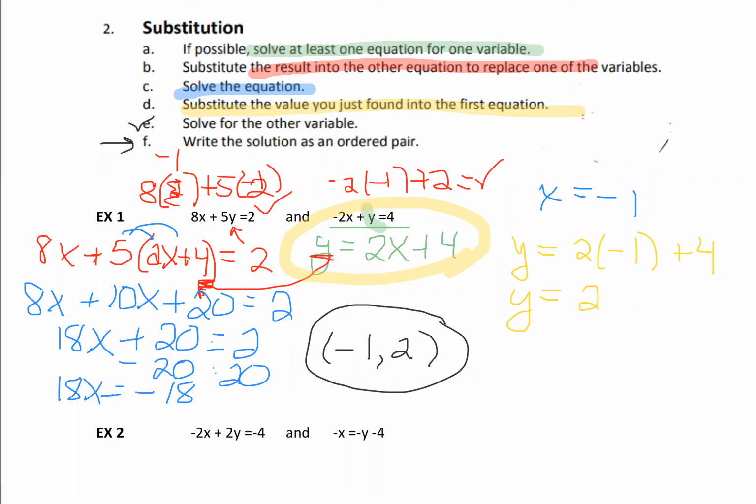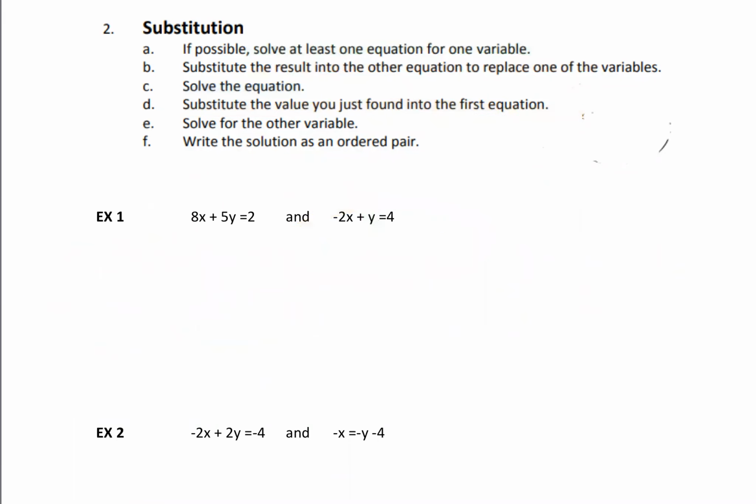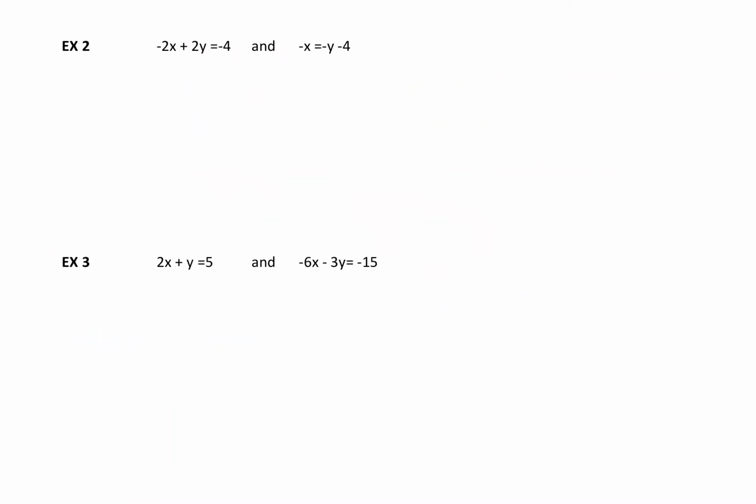Okay, so moving on to our second one. Make sure you have these steps copied down, and then we're going to walk through number 2. Okay, so for example 2, again, we're going to solve one for one variable. This x has the least amount of stuff with it versus x and y over here, which would need a few steps. So what I'm going to do here is actually divide the whole equation by negative 1.